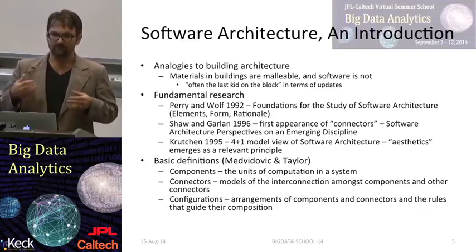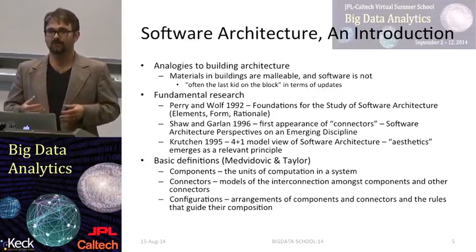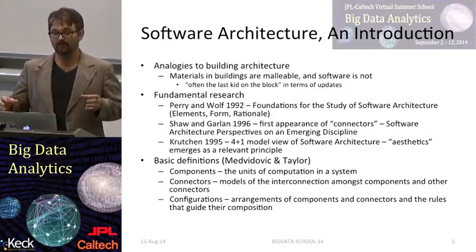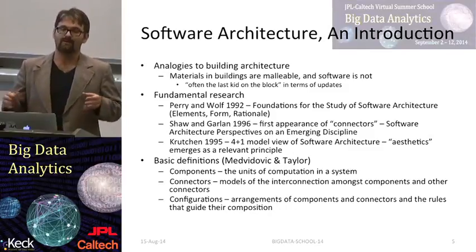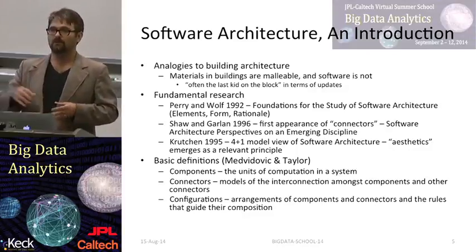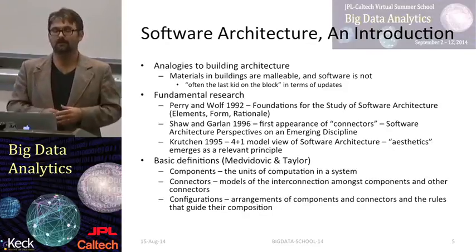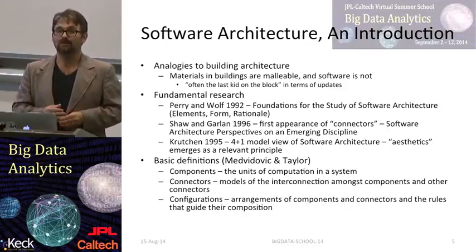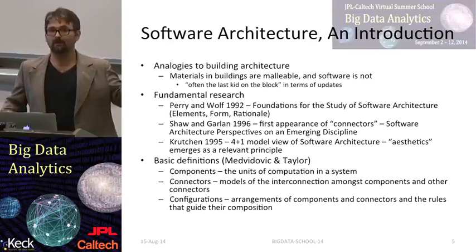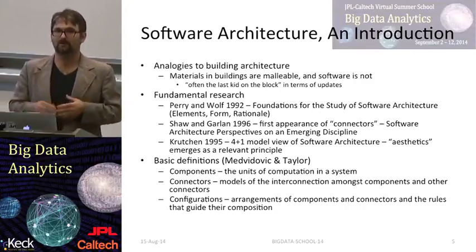So we've got components and connectors, and then we have configurations, which are arrangements of components and connectors, in other words, your architectural topology, and any rules that guide that composition. This component may be connected to this connector only. Two components may not be able to be connected to one another without a connector in between them. These two components can never communicate because there's no path through the topology of the architecture for them to communicate, and so on and so forth.